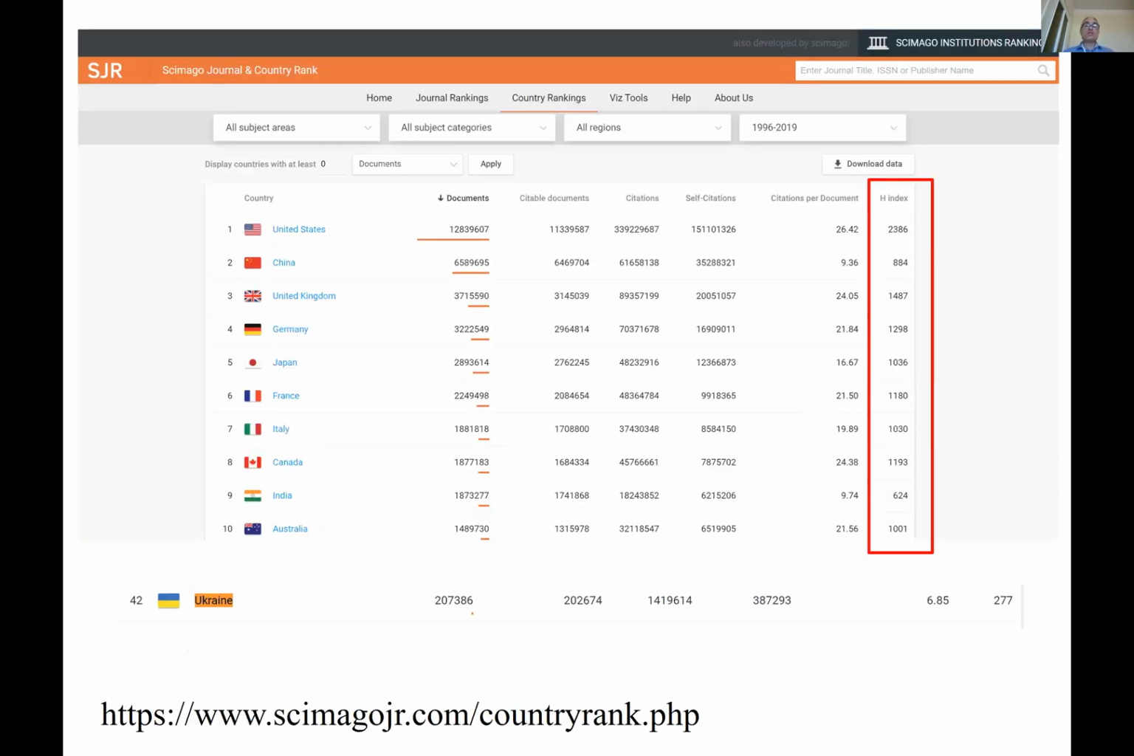So we can use Hirsch Index to rank different countries. You see that the top country, of course, is the US with a Hirsch Index of more than 2,300. So the US published in Scopus 2,386 articles, each of which is cited at least 2,386 times. So you see also the descending order of countries based on Hirsch Index. And these data are available freely from Scimago Journal and Country Rank.